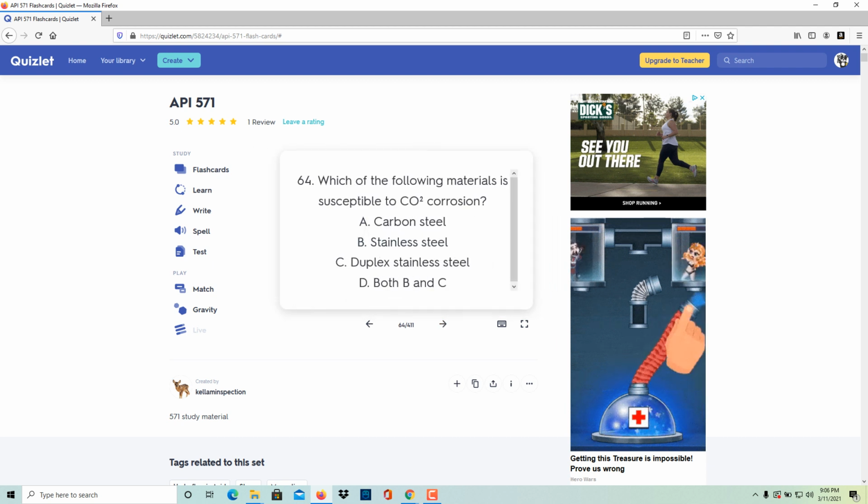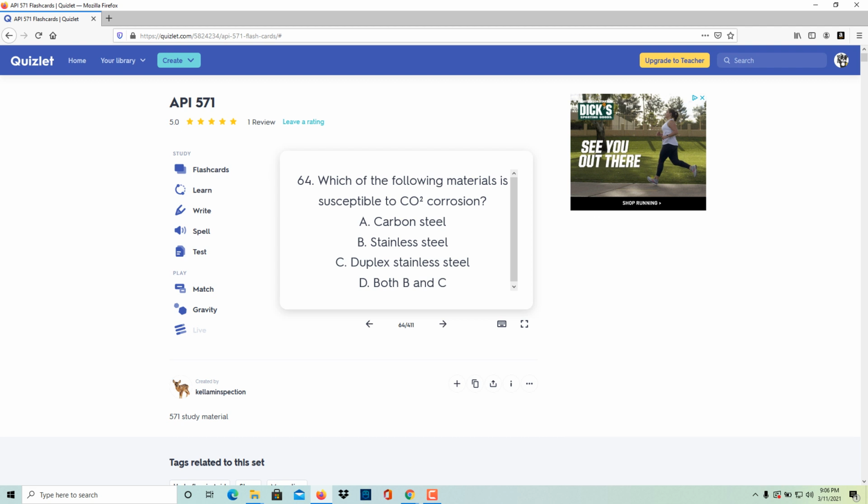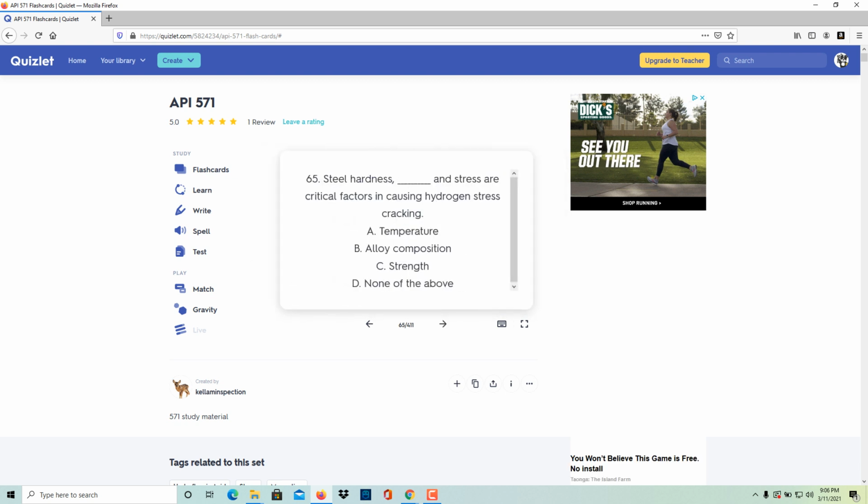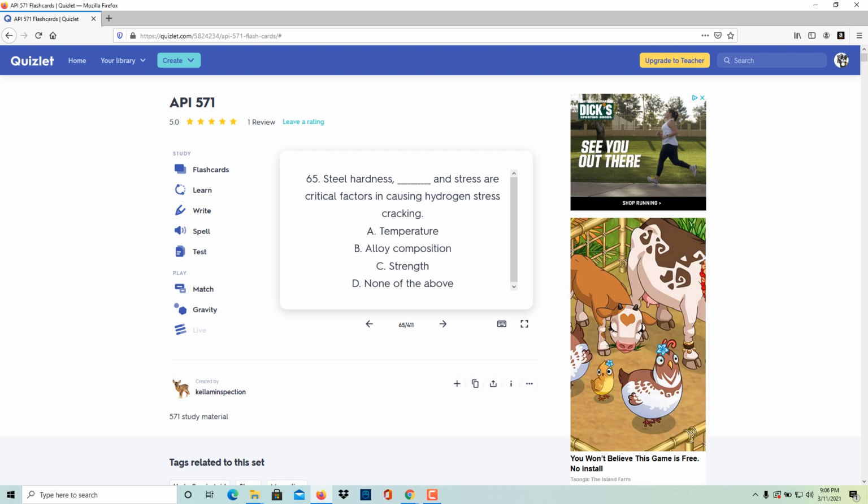Which of the following materials is susceptible to CO2 corrosion? Carbon steel, stainless steel, or duplex stainless? I want to say carbon steel. Carbon steel. Steel hardness and stress are critical factors in causing hydrogen stress cracking. I want to say alloy composition or strength. I'm not sure. I want to say strength. C, strength.